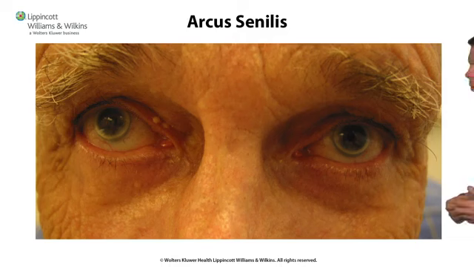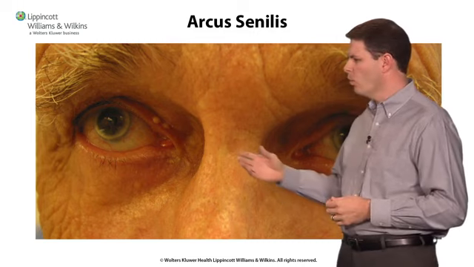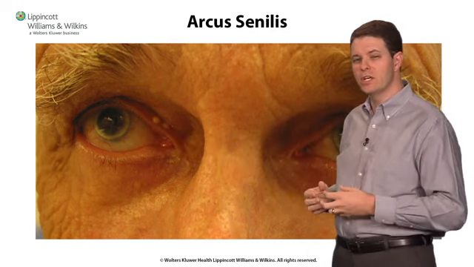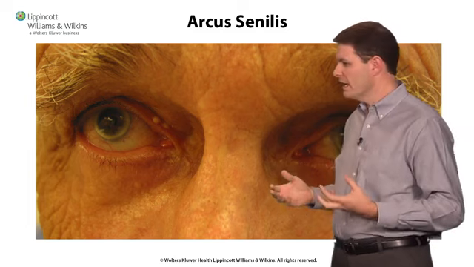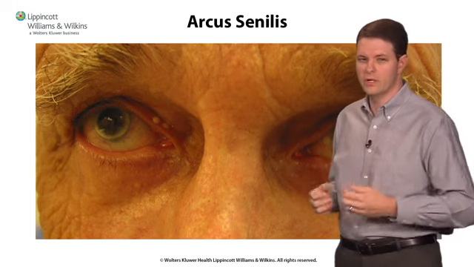One of the most common findings of the cornea is called arcus senilis, which is this whitish or bluish ring at the periphery of the cornea due to the accumulation of cholesterol. And as you can guess from the name arcus senilis, this is a finding seen in older individuals.